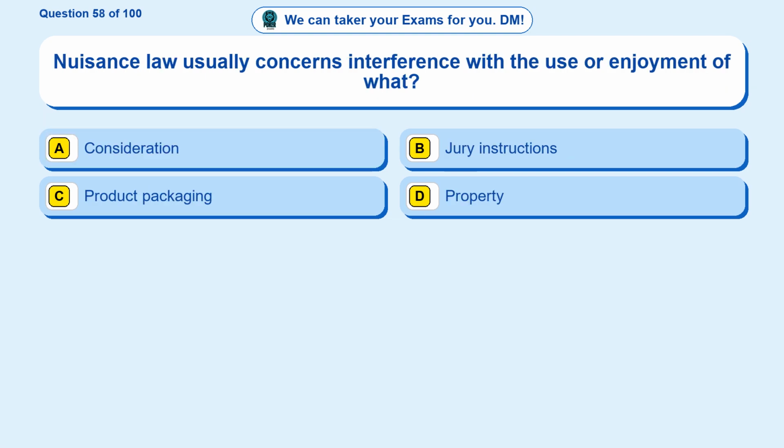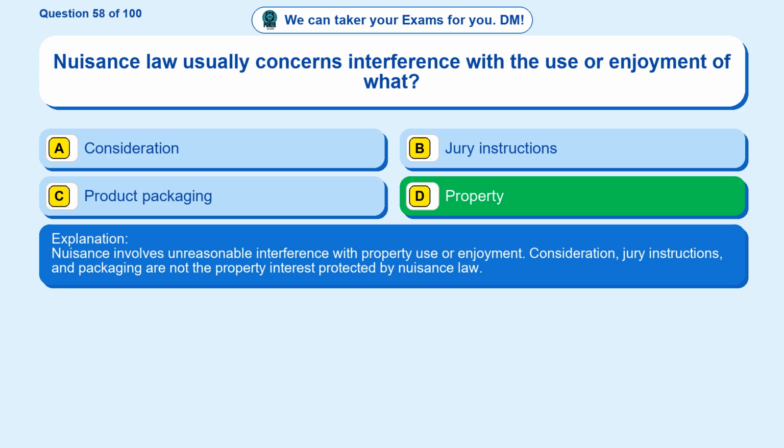Question 58. Nuisance law usually concerns interference with the use or enjoyment of what? Option A, consideration. Option B, jury instructions. Option C, product packaging. Option D, property. The correct answer is option D, property. Nuisance involves unreasonable interference with property use or enjoyment. Consideration, jury instructions, and packaging are not the property interest protected by nuisance law.